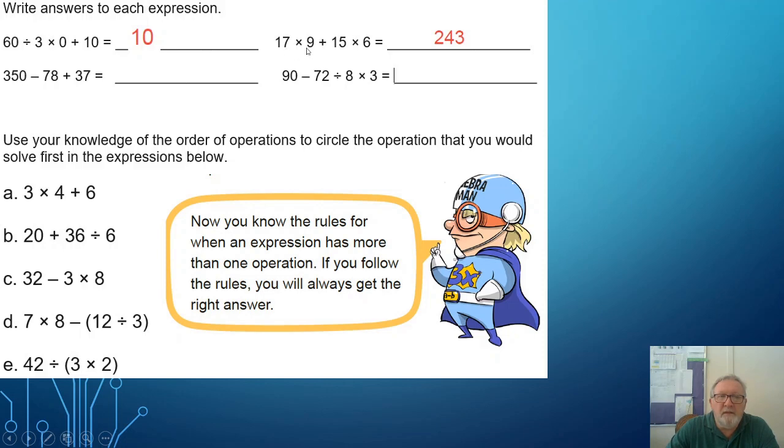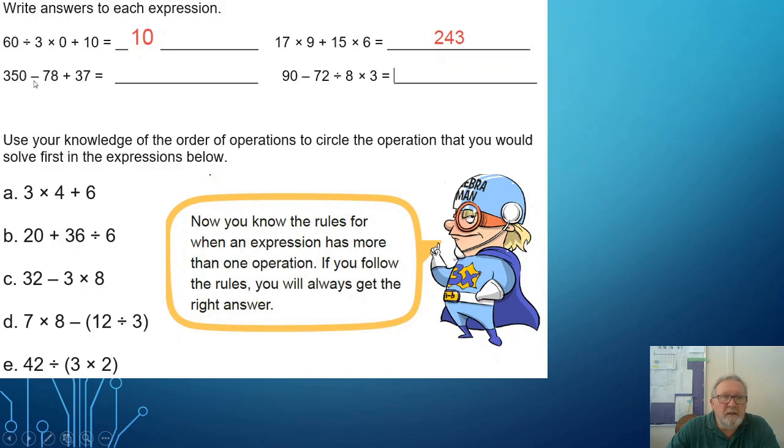243. 17 times 9. Wow. 10 nines are 90, 7 nines are 63, 153. Plus 6 lots of 15, which is 90. 153, add 90, 243. So first is this part here, second is this part here. Add the two parts together.